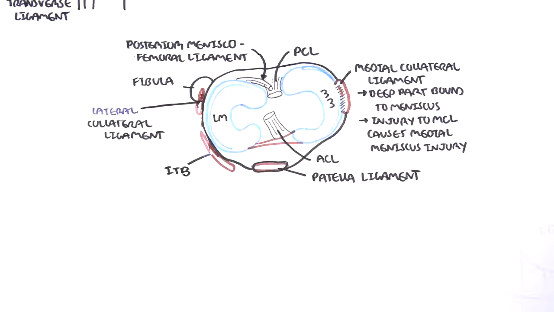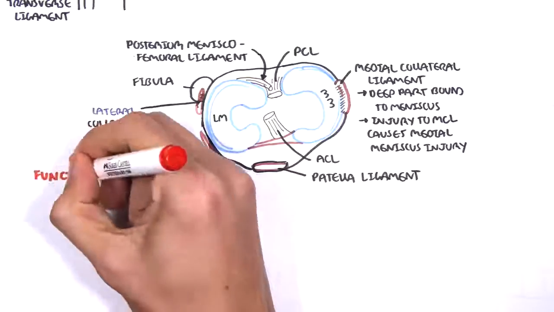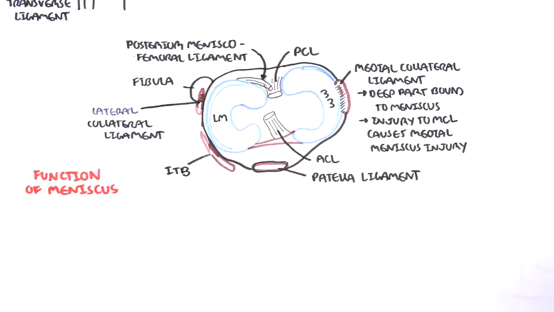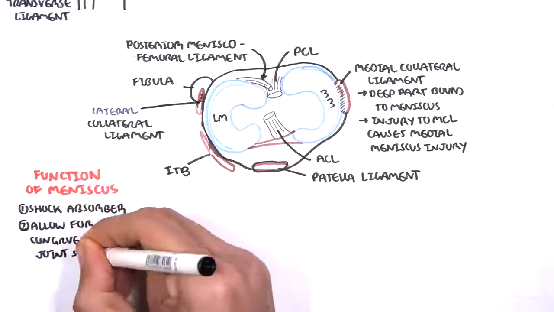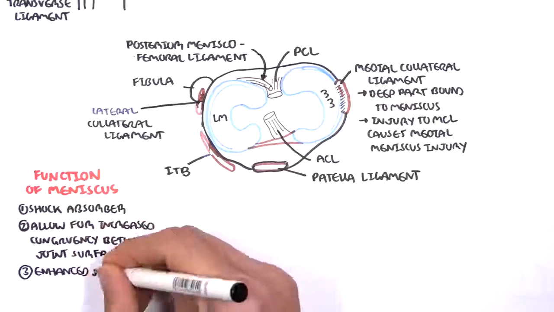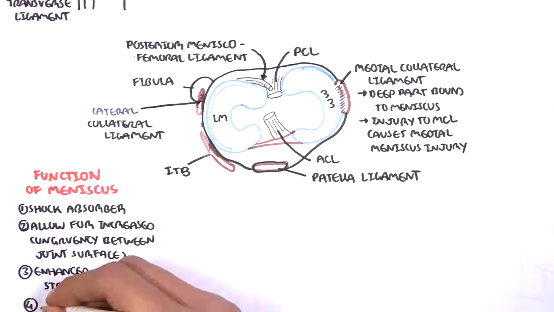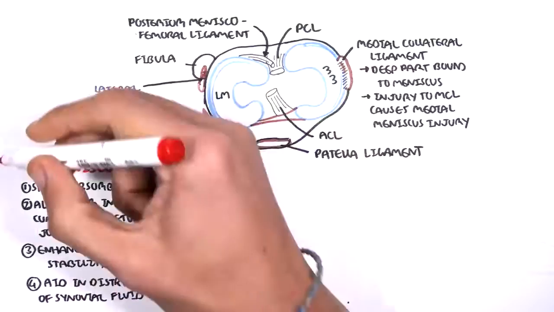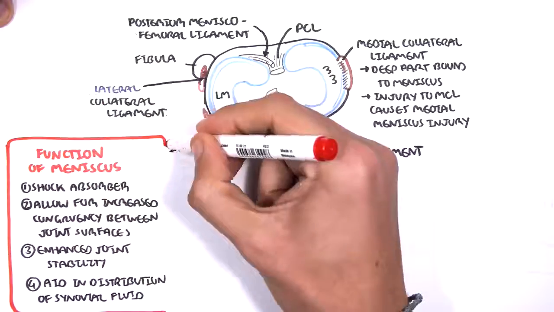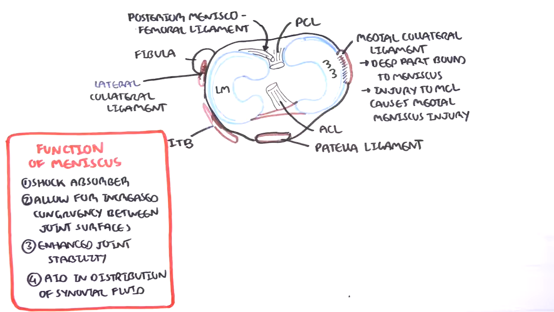Now let us talk about the function of the meniscus. There are four main functions. One, it absorbs shock, so it's a shock absorber. Two, it allows for increased congruency between joint surfaces. Three, it enhances joint stability. And four, it aids in the distribution of the synovial fluid. But remember two things if you can. One is that the meniscus is a shock absorber, and two, it helps in joint stability.